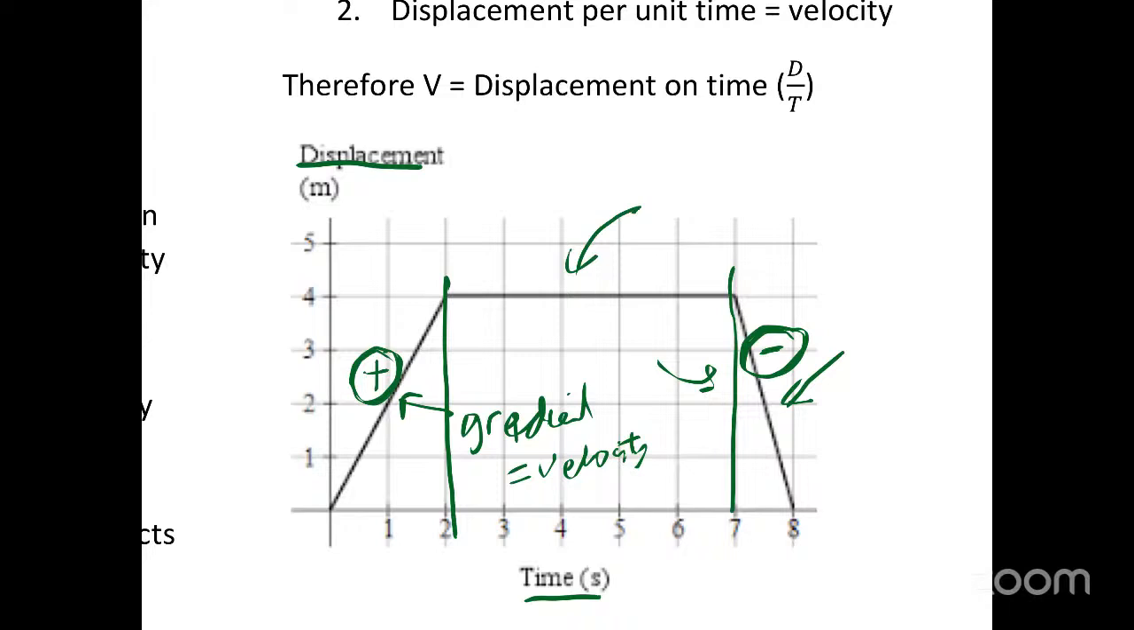Gradient is 0. Horizontal line, remember in the graph, horizontal line means the gradient is 0. What does that mean? Object moving? No. If the gradient is 0, it means that your velocity is also 0. All right?